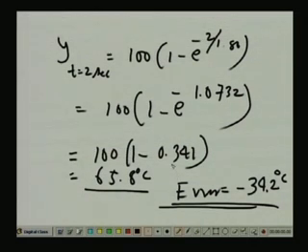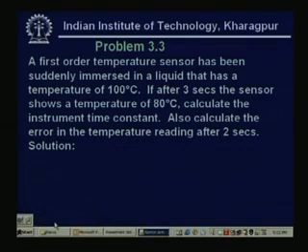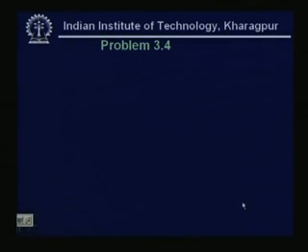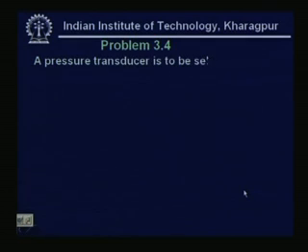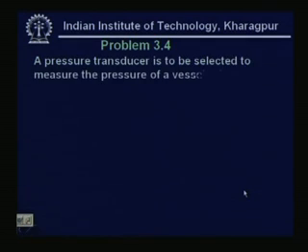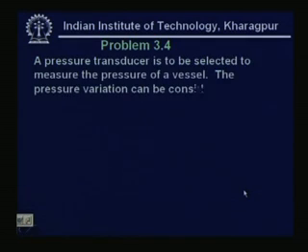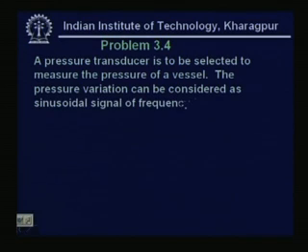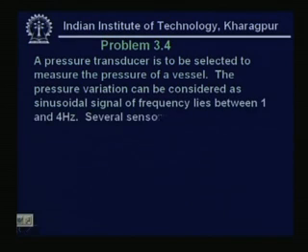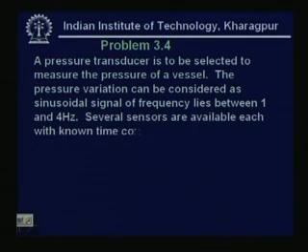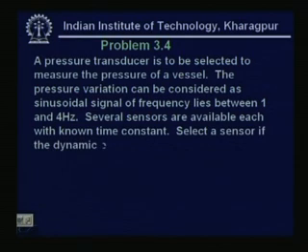Now, problem number 3.4, I will not make the solution, which you have to do. A pressure transducer is to be selected to measure the pressure of a vessel, and the pressure variation can be considered as a sinusoidal signal, where the frequency lies between 1 and 4 Hz. Several sensors are available, each with known time constant. Select a sensor if the dynamic error of plus minus 1% is acceptable.